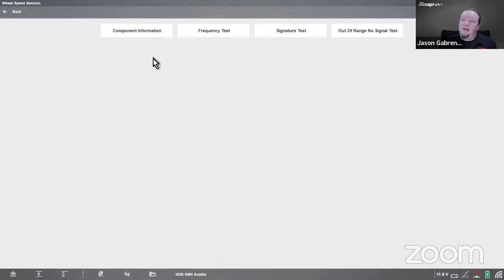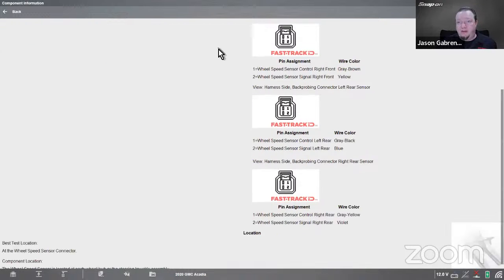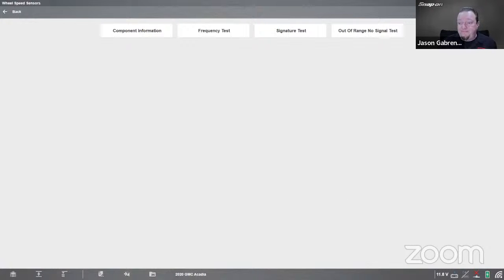Wheel speed sensors again. These are the ones that can get the iron on them. So 12-volt digital sensor sends 12-volt reference voltage signal to each wheel speed sensor. And if we come all the way down here, it's located at each wheel hub and the steering knuckle assembly. And it's just part of the bearing.